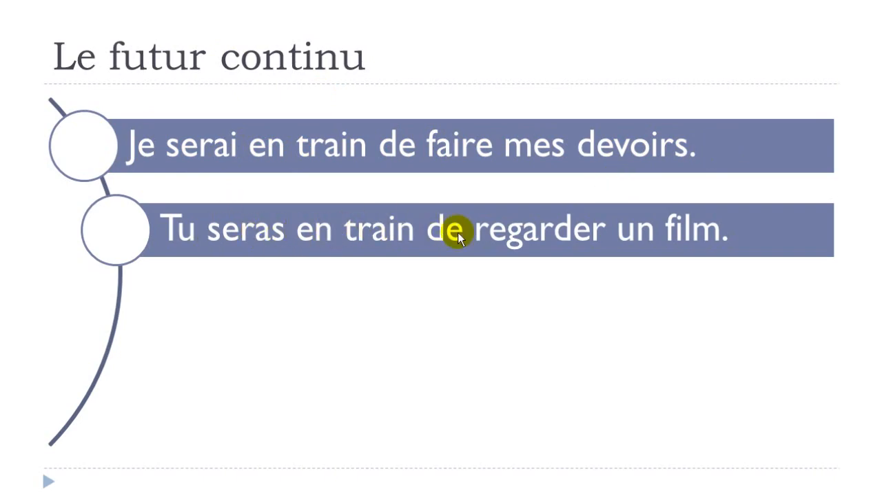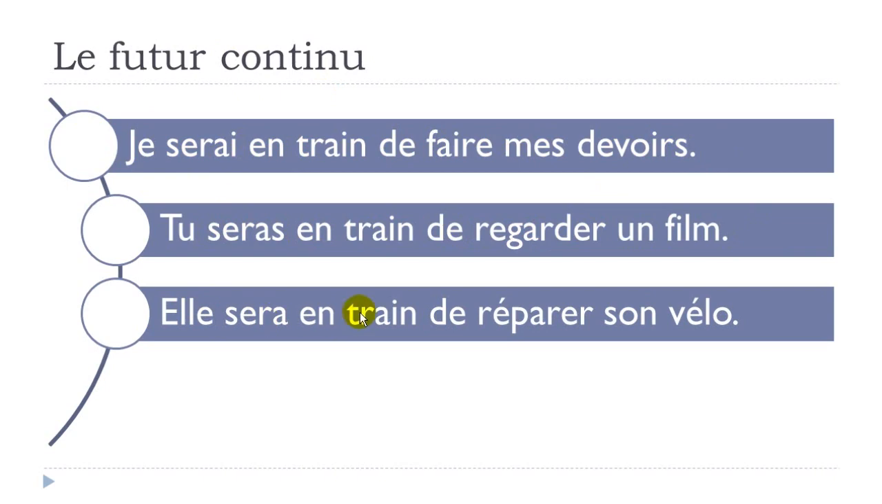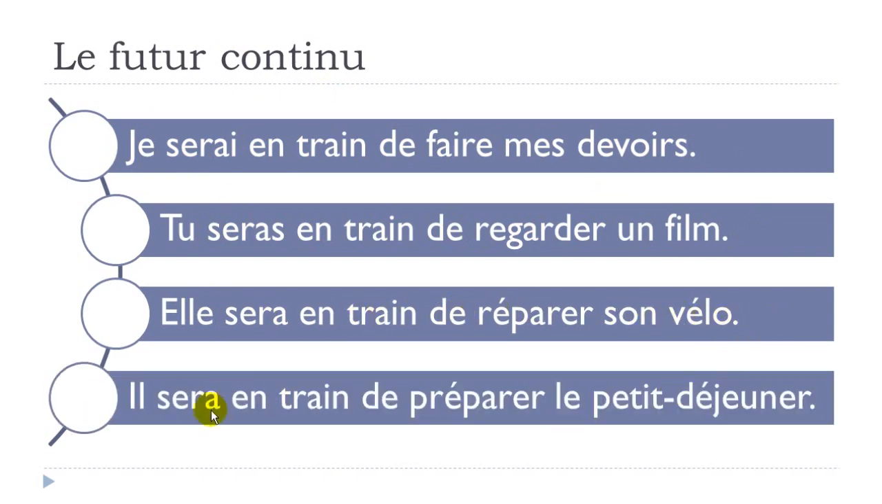Tu seras en train de regarder un film? Elle sera en train de réparer son vélo. Il sera en train de préparer le petit déjeuner. Okay, so as you can see, the only thing that will change here is the verb être. So it should be at the futur simple form, so the real future. Okay, here, here, and here.